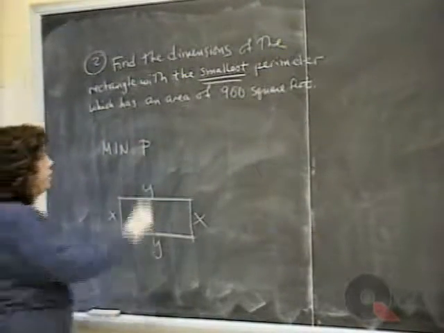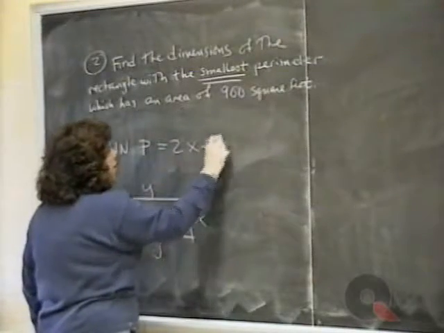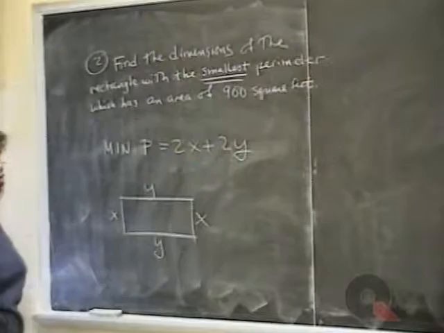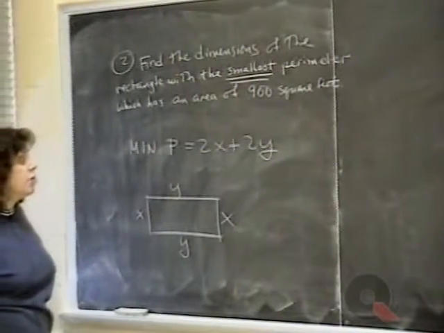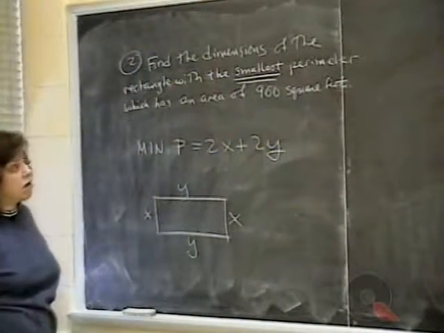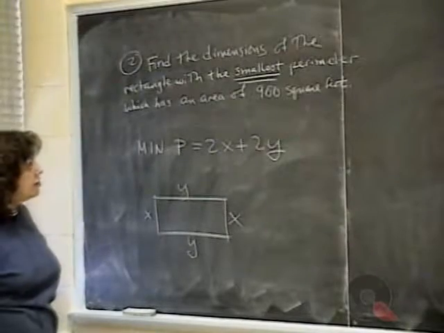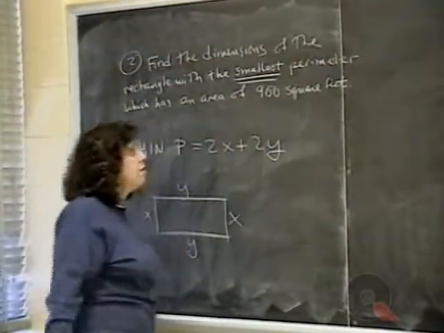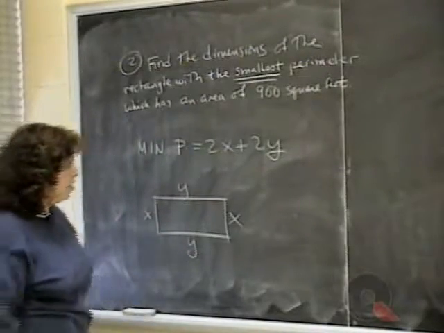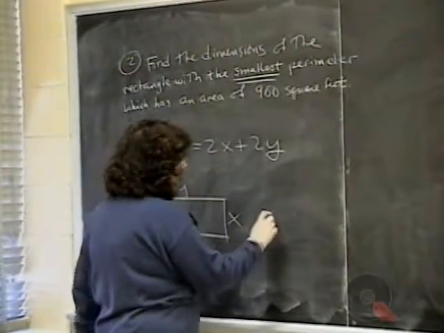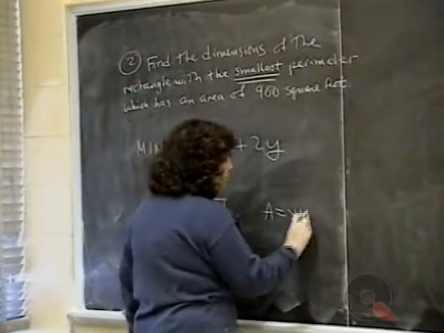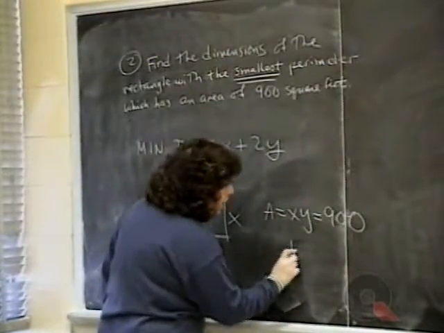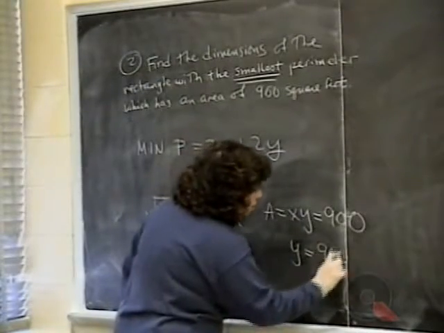The perimeter is 2x plus 2y. And we face the same problem that we had before. Whatever we want to maximize or minimize, I'd like to get as a function of only one letter. I have two letters. But we can handle this by the extra condition that says the area of this rectangle must be 900 square feet. The area is length times width. The area, length times width, is 900, from which we can get that y is 900 over x.